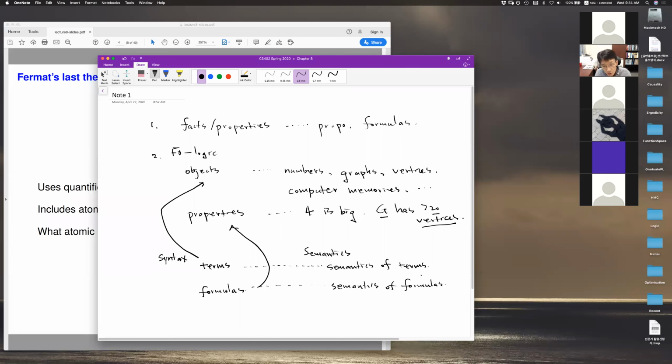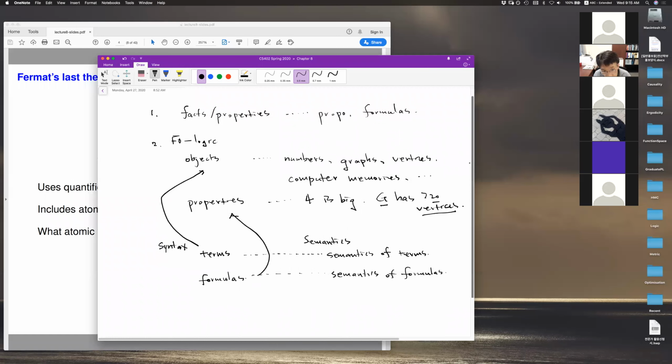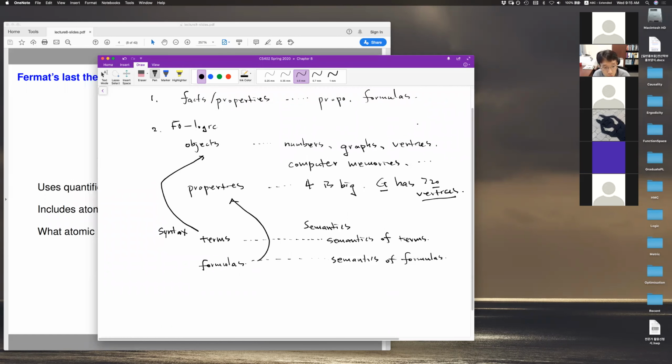Okay, so just to sum up, the big change that you're going to experience when you learn about first order logic is that now we have, in a sense, two layers. One is about terms, one is about objects. So we have a syntax for the objects and semantics for those syntactic entities. And also we have properties, and then we have syntactic entities denoting properties. And then we will have an interpretation of those syntactic entities.